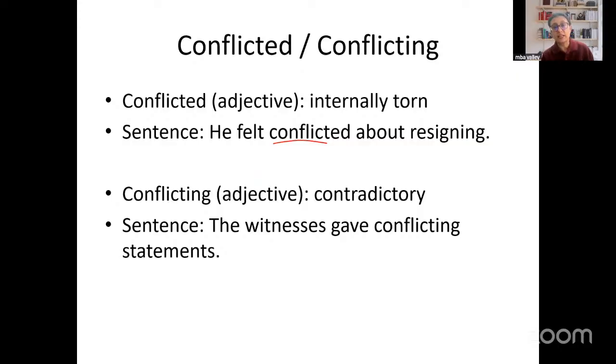While conflicting is contradictory, like two people may have conflicting ideas, right? Two brothers of the same age may have conflicting values. Okay? Now, the sentence, the witness gave conflicting statements. So, if a witness says one thing at one time and another thing at another, what will his statements be? Conflicting, contradictory. While conflicted is something which is internal. When you are stuck, when you have to choose. Okay?